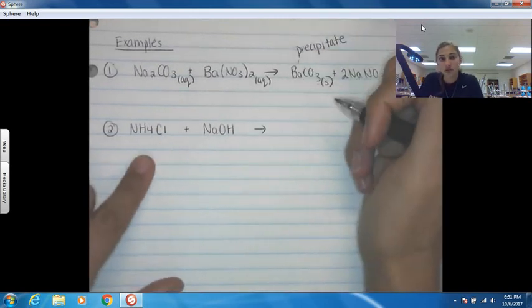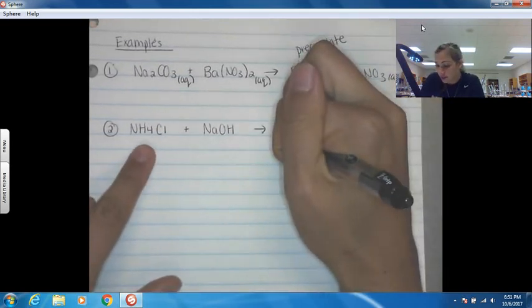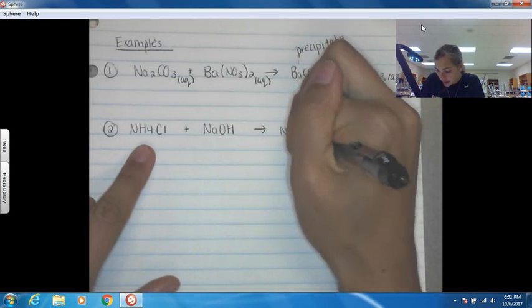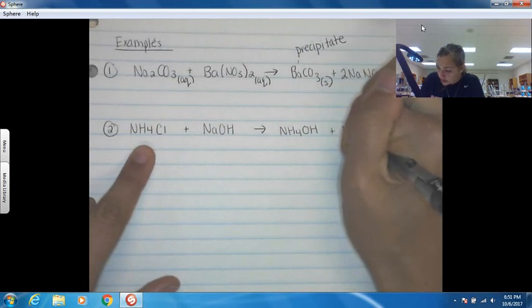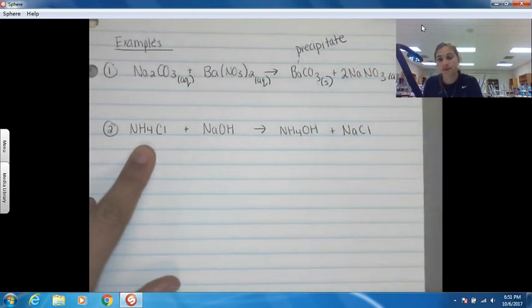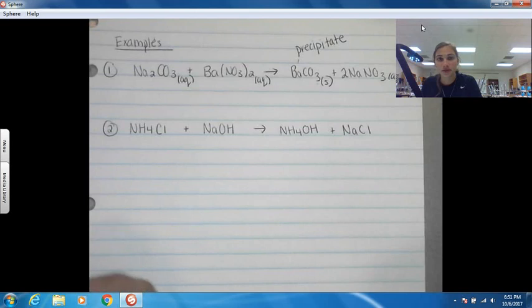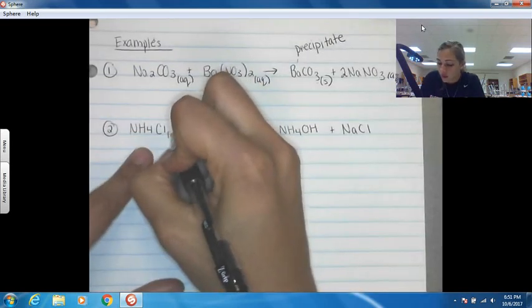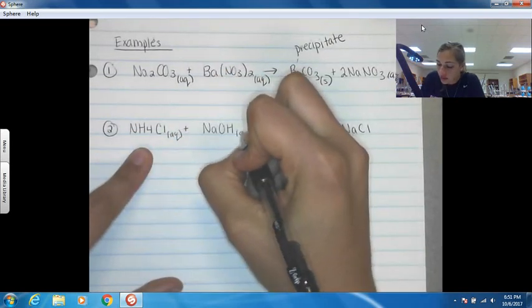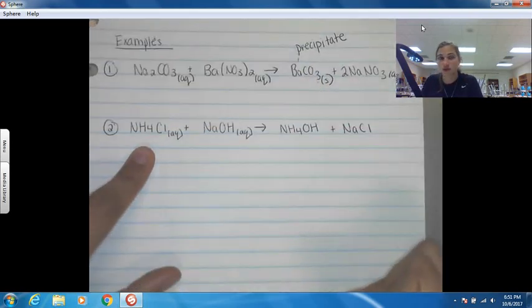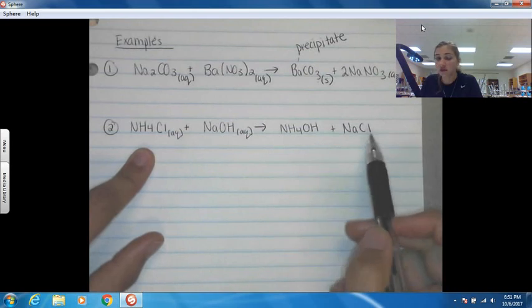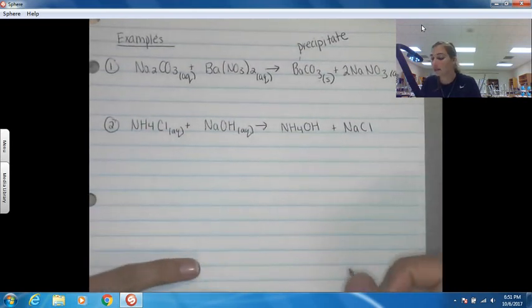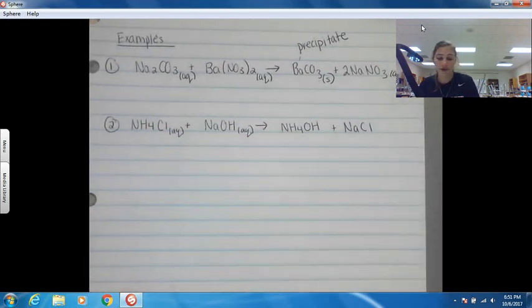So we want to predict our products. So ammonium is now going to be paired up with hydroxide, and sodium is now going to be paired up with chlorine. This one happens to already be balanced. So then we know that our reactants will always be aqueous because they're dissolved in water so that they can react with one another. And now we have to figure out if any of these are a solid or aqueous.